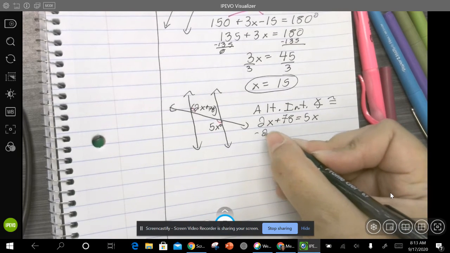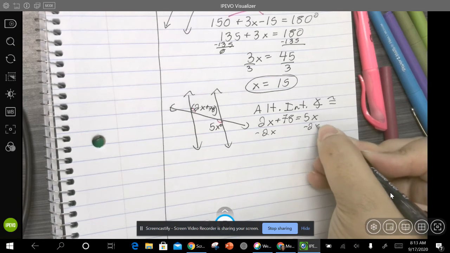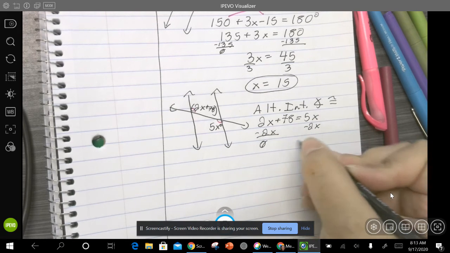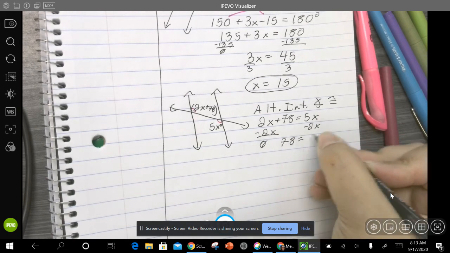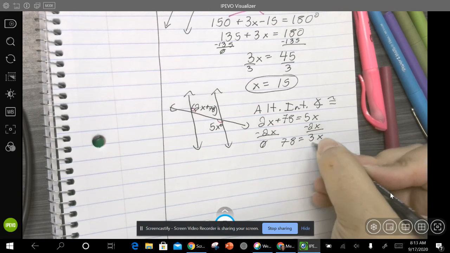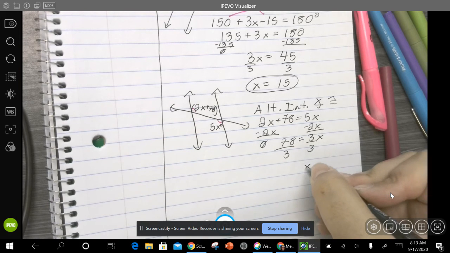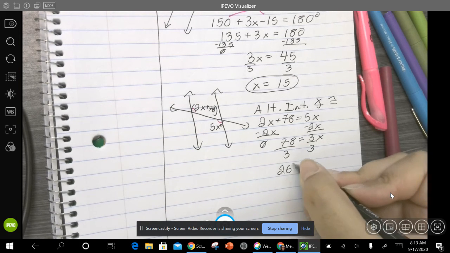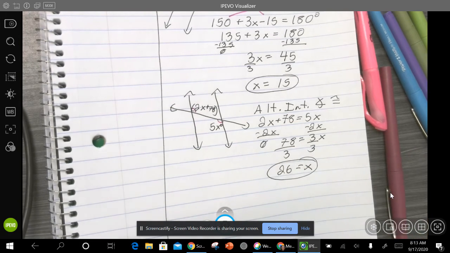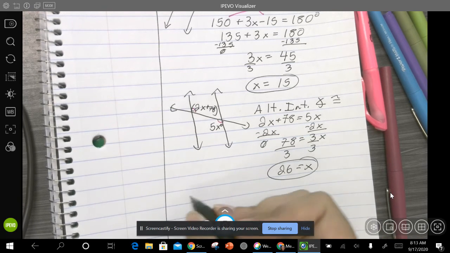Going to subtract 2x from each side. Divide each side by 3. And we're going to get x is equal to 26. Okay, that's everybody if we have all the x's. Okay, I'm going to do one more.